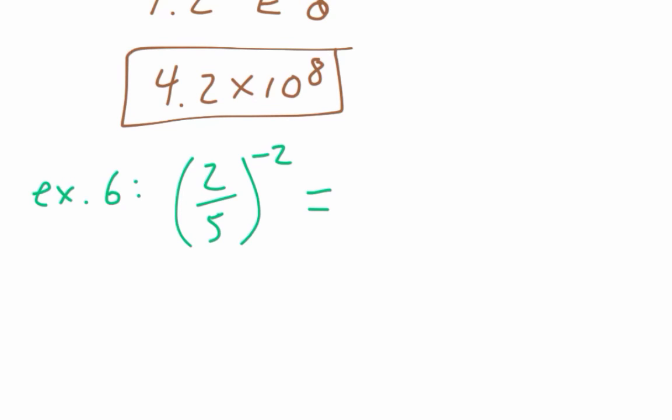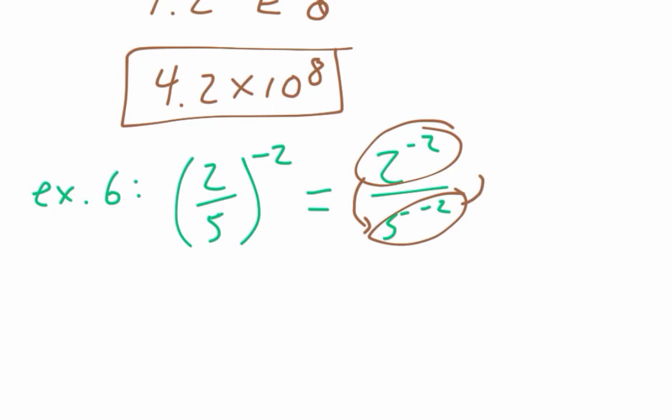How a lot of people do it is they look at it this way: 2 to the -2 over 5 to the -2. And then once we're there, well, this has to flip down below because it's a negative exponent. This gets flipped up above because it's a negative exponent. So I get a 5 squared over 2 squared. You still tracking with me? Yes. So then I have a 25 over 4. Can't reduce it. We're done. Yes? There's nothing wrong with doing that.